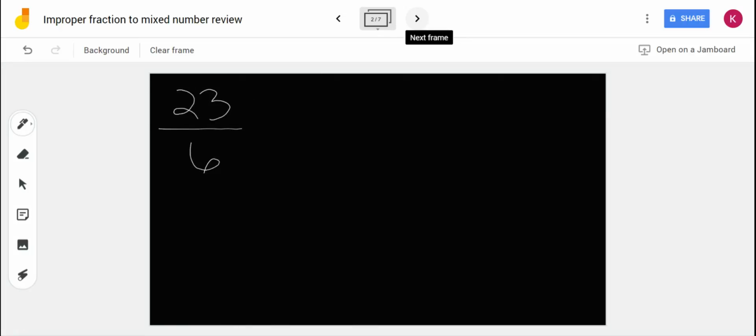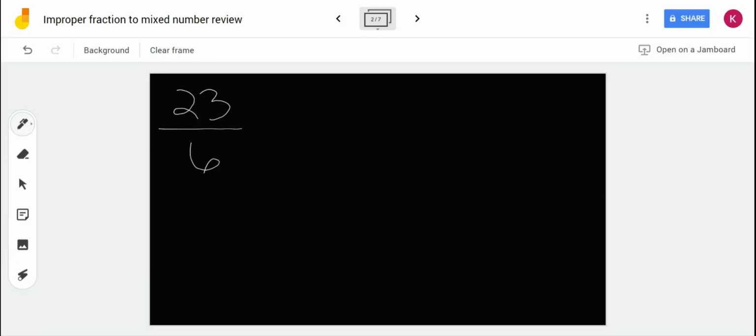If we look at an example here, 23 over 6 is an improper fraction. I know it's improper because the numerator, the 23, the top number, is larger than 6, which is the denominator, the bottom number. So this wouldn't make any sense because if there are 6 pieces of pizza, like my denominator says, I can't eat 23 of them like the numerator says. So I need to change this to a mixed number. A mixed number is when it has a whole number and a fraction together.